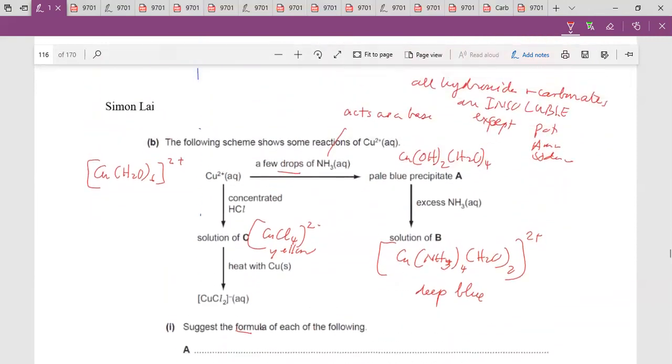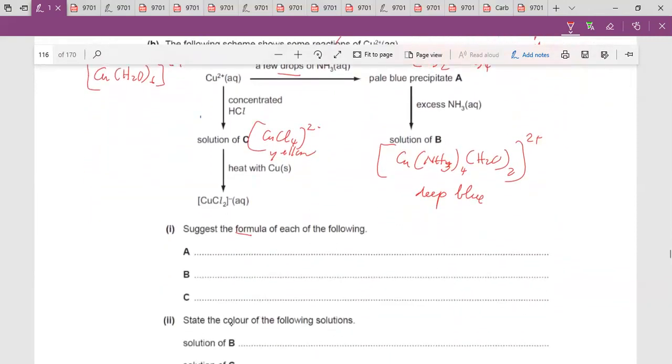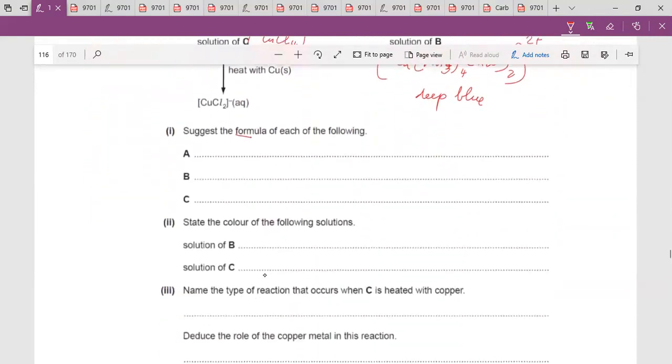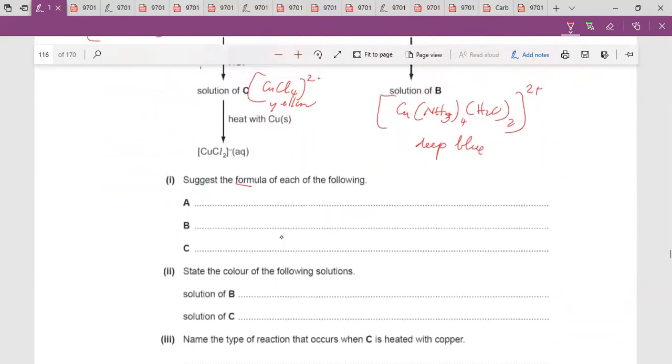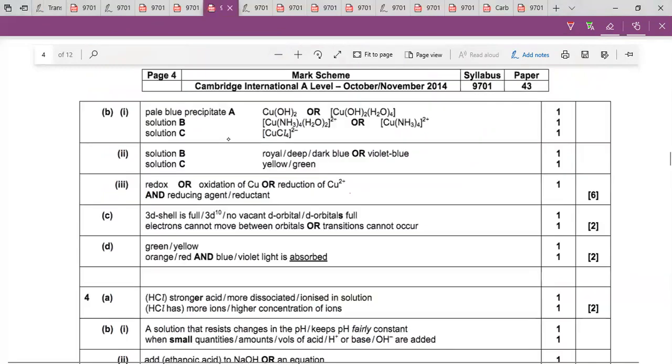Okay, so we got A, B, C, all the things covered here. Color, solution B, of course, deep blue. C, of course, is yellow now. Okay, now we can look at the marking scheme here. See, A, B, C, right? Copper hydroxide.